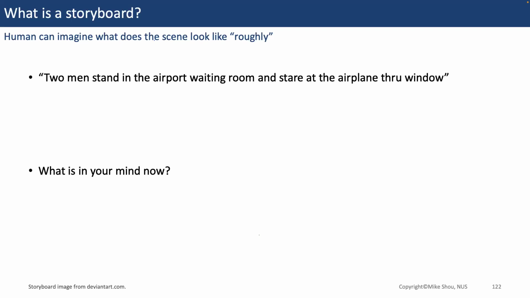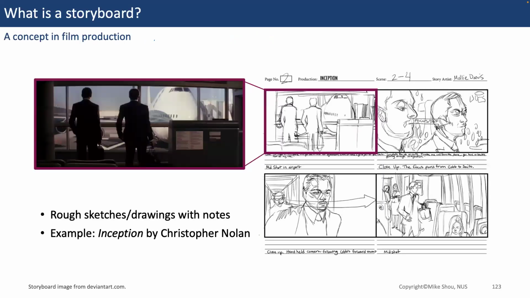So what is a storyboard? Essentially the idea is to visualize a scene based on the text. For example, if I told you the scene that two men stand in an airport room and stare at the airplane through windows, what comes to your mind? You can probably imagine a rough image of the scene described by this sentence. As humans, we have the ability to envision the general layout and structure of a scene based on the text description, even if not at the pixel level.